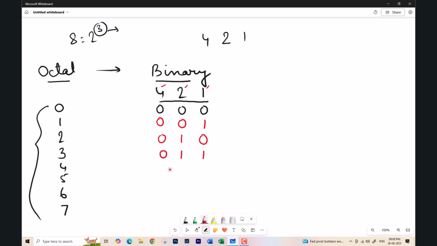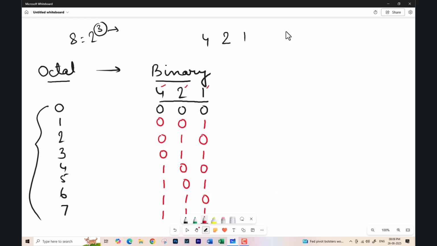Now for 4 we are taking only 4. 2 is 0, 1 is also 0. For 5 we are taking 4 plus 1, rest is 0. For 6, 4 plus 2, 1 is 0. For 7, 4 plus 2 plus 1. So is that clear?